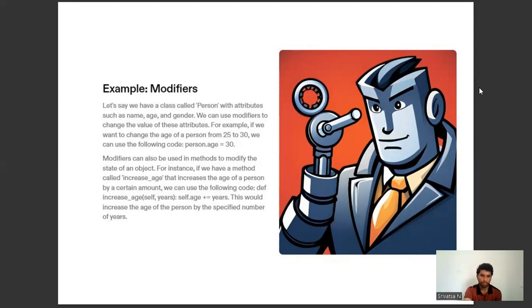Modifiers can also be used in methods to modify the state of an object. For instance, we have the method increase_age that increases the age of the person by a certain amount. We can use the following code: def increase_age(self, years): self.age += years. This would increase the age of the person by the specified number of years.